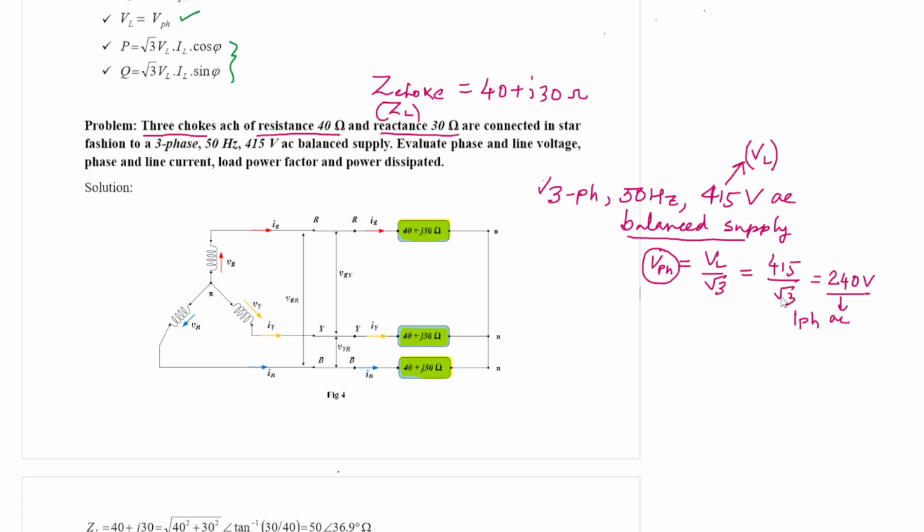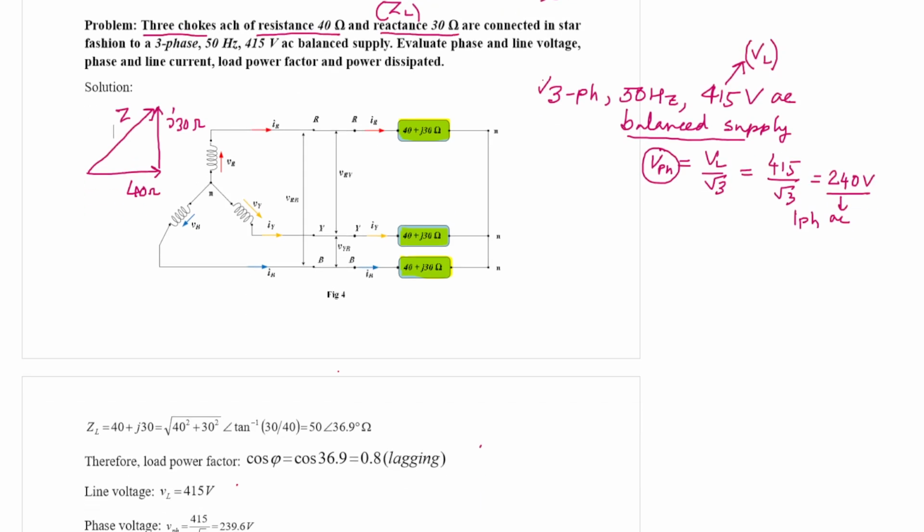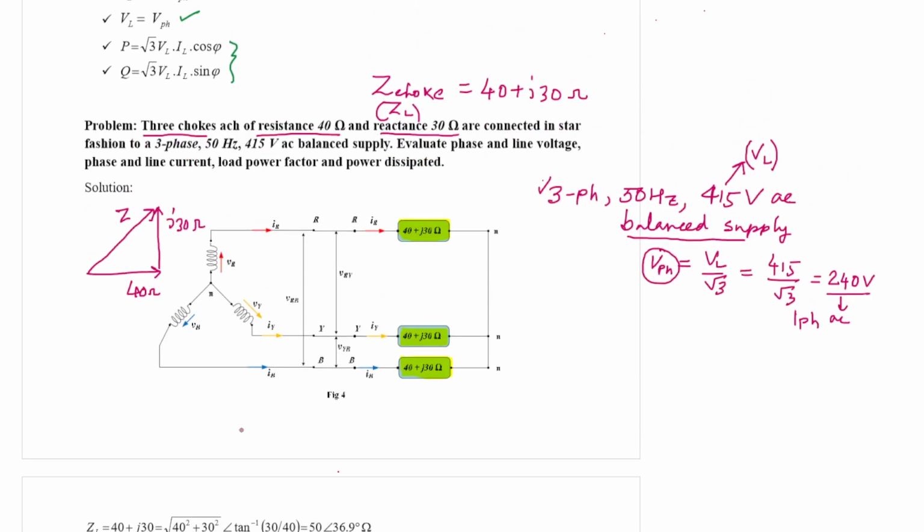This is one. Now if you look at the Z choke, from the impedance triangle, in x-axis we have 40 ohm, in y-axis we have J 30 ohm, and summation of R plus jX will be the impedance, that is Z. Now this angle, from the previous knowledge, is called phi, which is power factor angle. So phi becomes tan inverse of 30 by 40.